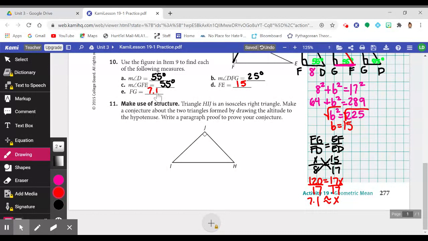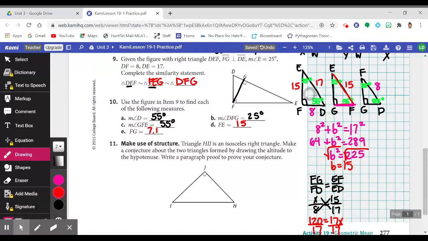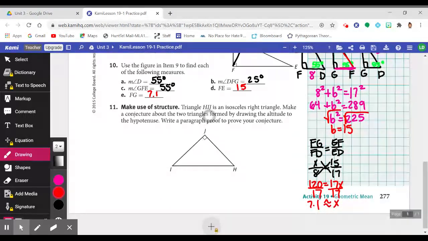So again, we found the missing side of this large triangle EFD using the Pythagorean theorem, because we use the Pythagorean theorem when finding a missing side of a right triangle. If you're still uncomfortable with it, don't worry. We are going to see more examples of the Pythagorean theorem in activity 20. And then once we had all three sides of this triangle, we used the fact that corresponding sides are proportional, and we wrote a proportion to find the missing side FG.